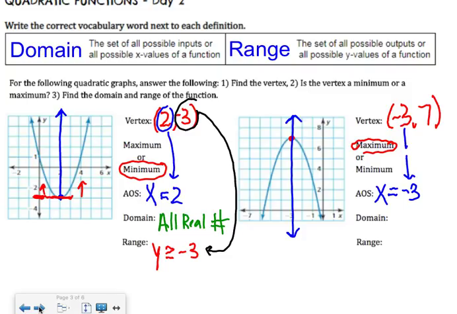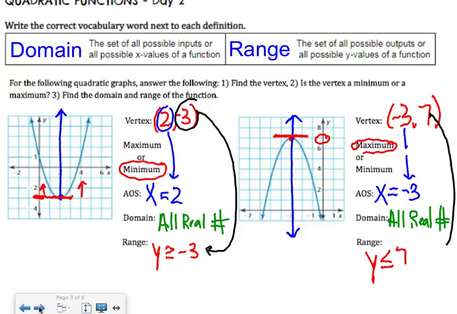Our domain, don't think too hard. Our domain is always all real numbers. And our range, remember it's going to be y something. Now I look, nothing's happening up here, my graph is going downward, so it has to be less than what? What's this number? 7. So y is less than or equal to 7. And again, that number is always the same as this guy. These are the same. Okay, so that's the first thing that's kind of new today: that domain and range idea.